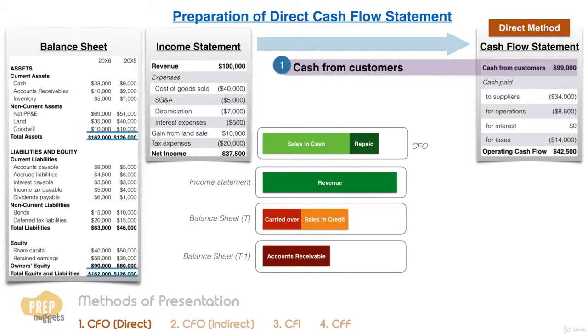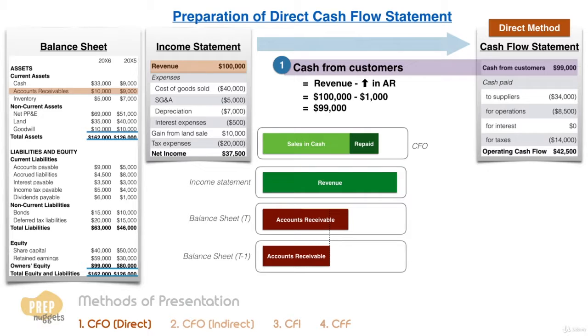What we're interested in the CFO is the total cash collections from customers for this period. This consists of sales in cash for the period and the accounts receivable that have been repaid by the customers for the period. This amount can be calculated by subtracting the increase in accounts receivable from the balance sheet from the revenue from the income statement. Plugging in the figures, we get a total of $99,000 cash collected from customers.